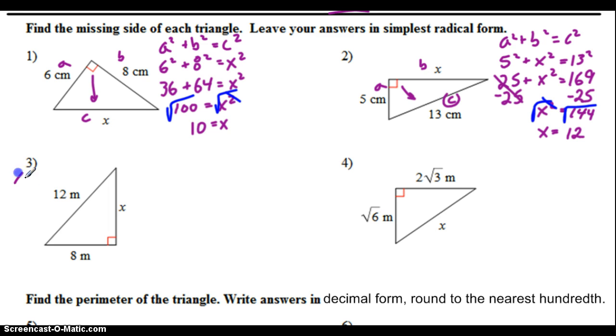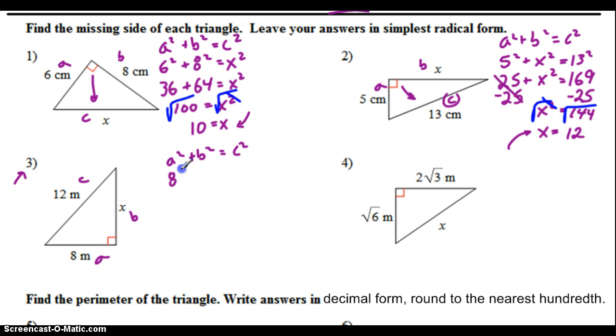On to number 3. Number 3 is just like 1 and 2. We're going to use the Pythagorean theorem, but at the end, we're going to have a little bit of a twist. Our answer is not going to end as nicely as 10 or as 12. It's going to end up having some radicals, some square roots. Let's see how we deal with those. Again, Pythagorean theorem is a squared plus b squared equals c squared, where a and b are 8 and x, and my hypotenuse is 12.